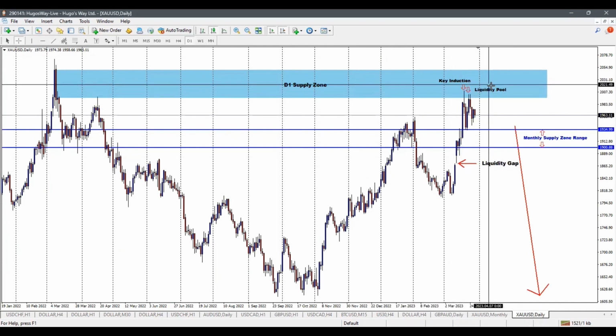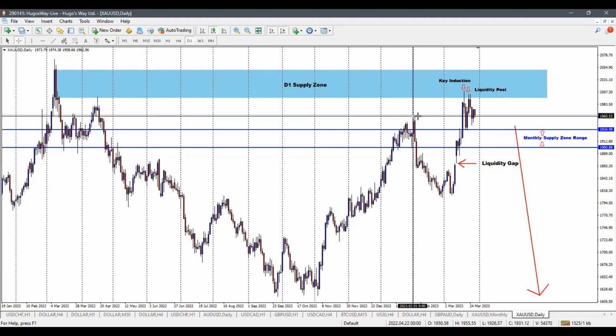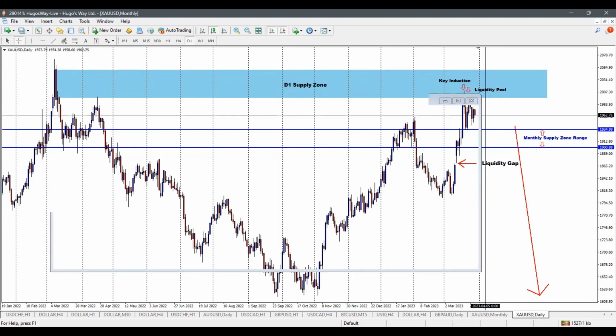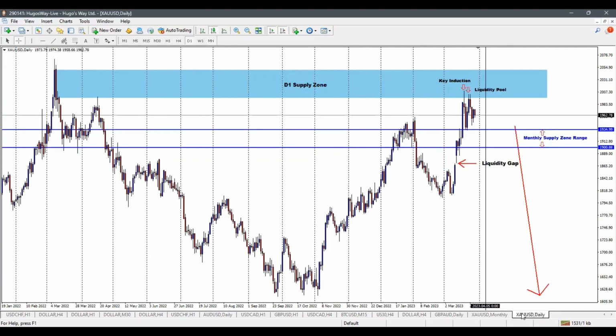If I go to the daily time frame, you can see we still are in supply on the daily until 2050. So it's not the end of the world, but it's just that with a monthly close above here, it might put us in a position where we may have it extended a bit longer.